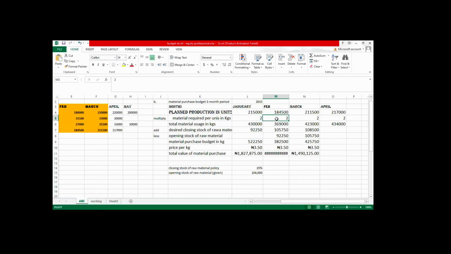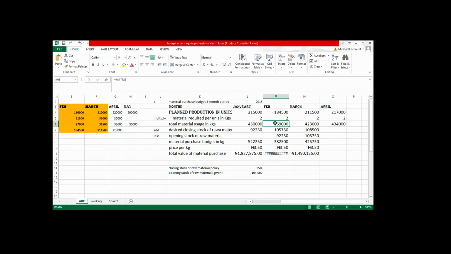2, 2, 2, 2. Multiply. Please get your calculator. For 215,000, to produce 1 unit, you require 2 kg. If you now want to produce 215,000, how many kg? 430,000 kg. That's how we get 430 here.